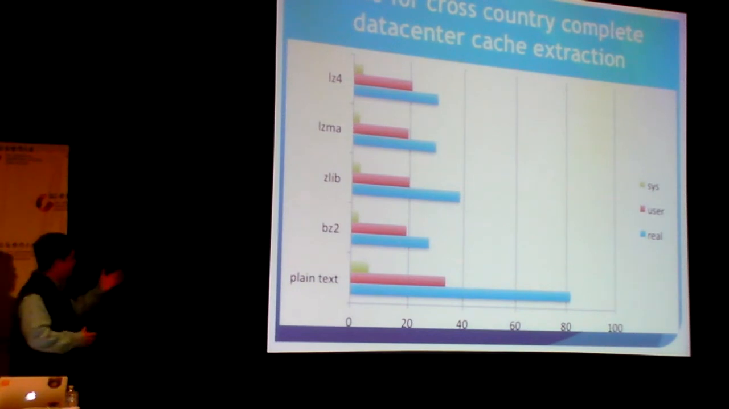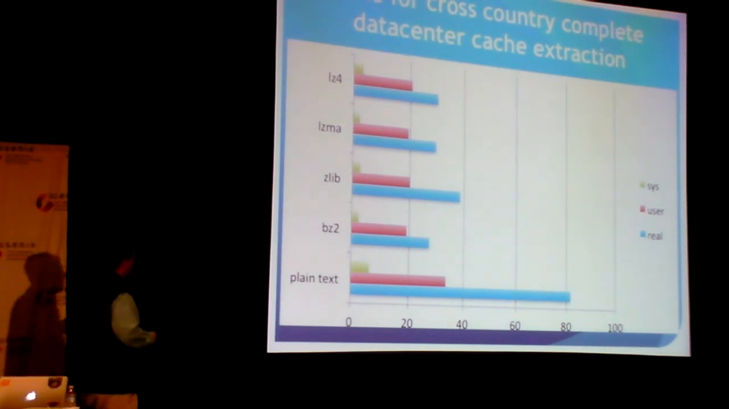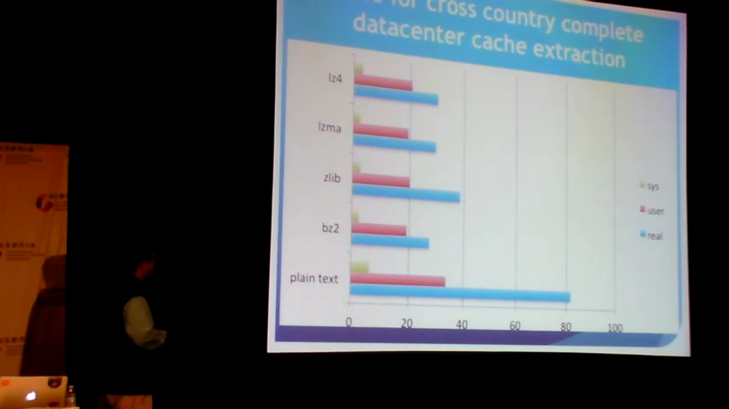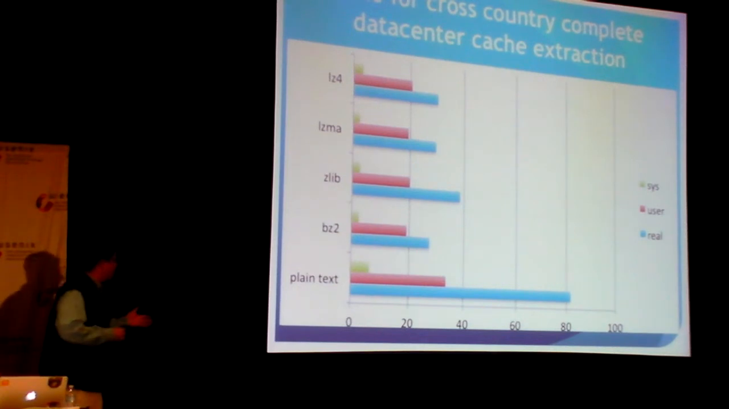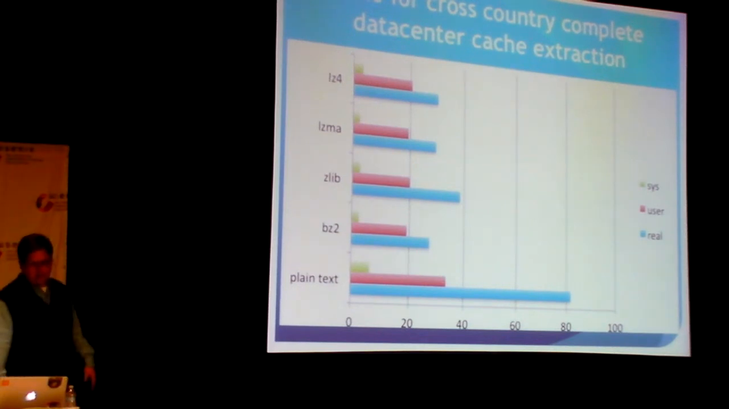Another thing to notice here is the user time. You can see the plain text user time was 35 seconds or so. You can see here BZ2 user time is significantly less. So there is less CPU overhead using compression.